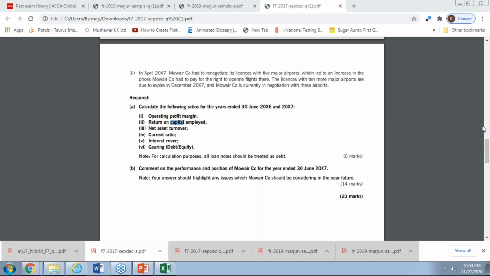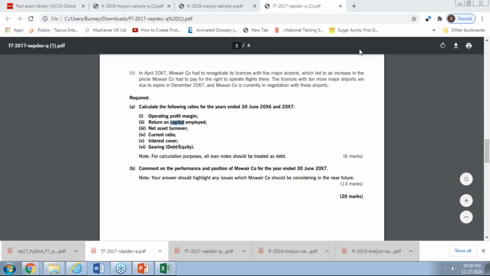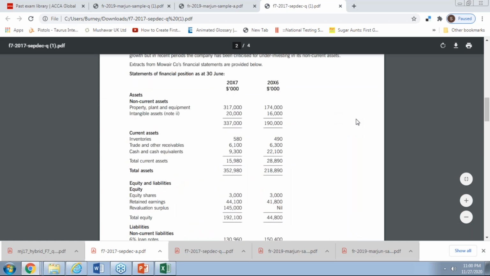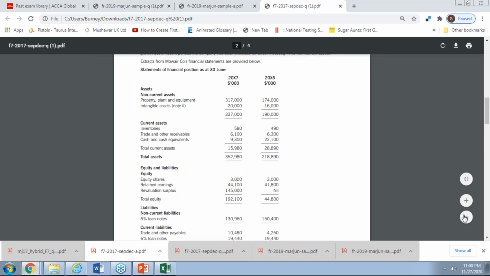Because I have to move the screen every time upward or downward to show you the data, it's better for you to just open it. Even this question is available in the most recent exam kit as well. Here is the financial data.